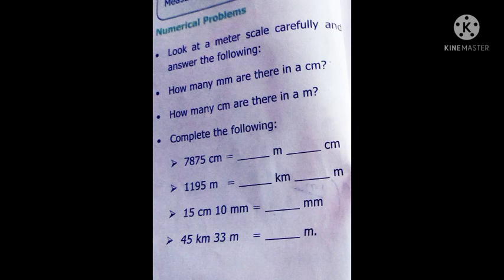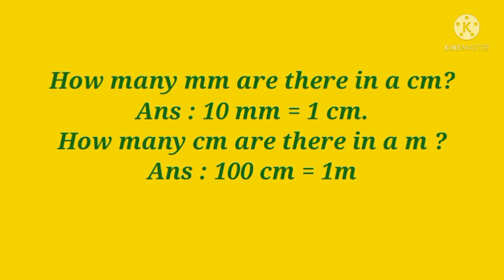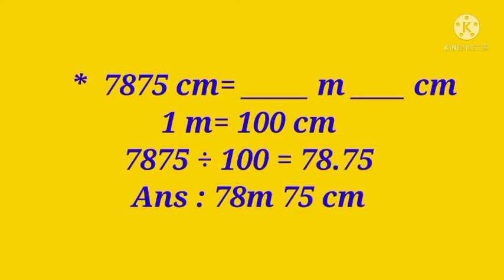How many millimeter are there in a centimeter? 10 millimeter is equal to 1 centimeter, isn't it? Next, how many centimeter are there in a meter? So 100 centimeter is equal to 1 meter. So that will be the answer. Now let's see the first problem.